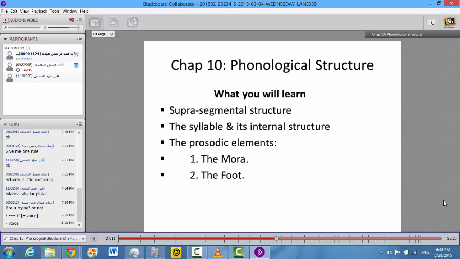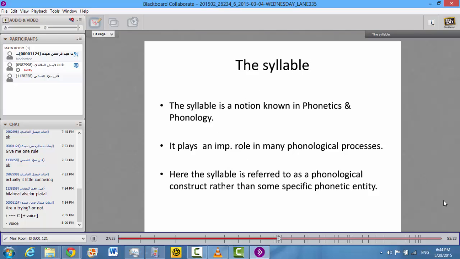Now we move to chapter 10. We are not going to cover the whole chapter, just part of it. This chapter is called the phonological structure. We'll learn here about the suprasegmental structure. It focuses mainly on the syllable and its internal structure. And if we have time, we are going to look at the prosodic elements, the mora and the foot.